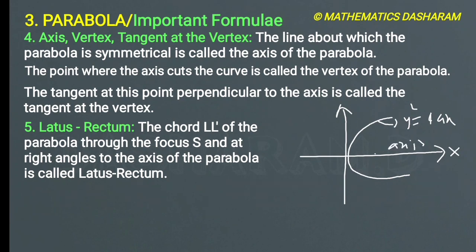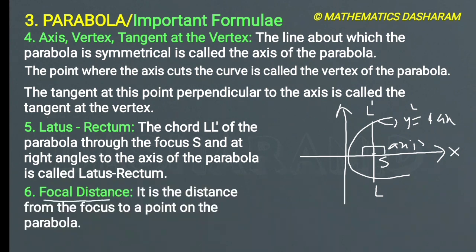And let's take the one focus, that means fixed point. Here is a focus S. So a chord L dash of the parabola. Chord means a line intersecting two points on the parabola through the focus. So this is L dash. It is called a latus rectum of a parabola, and this latus rectum will make 90 degrees with the axis.